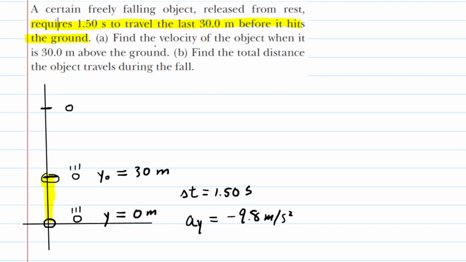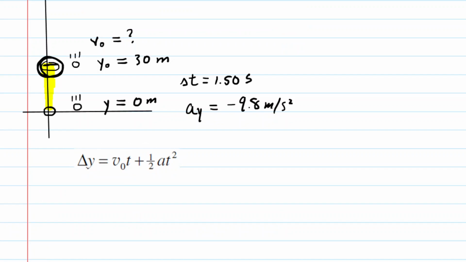In part A, we want to find the velocity of the object when it is 30 meters above the ground. So in this case, we want the velocity at this location. We've labeled that the initial location. So for the purposes of part A, we are looking for the initial velocity of the object. Let's turn to one of our equations from one-dimensional kinematics. And here is that equation. We have this delta y. Recall that delta y can be expanded into the final y coordinate minus the initial y coordinate.